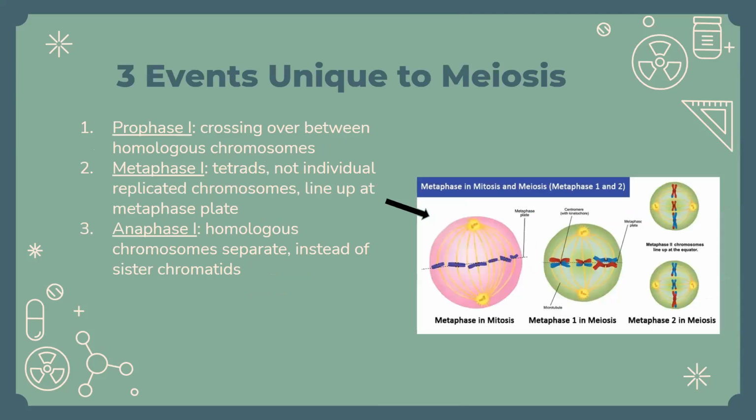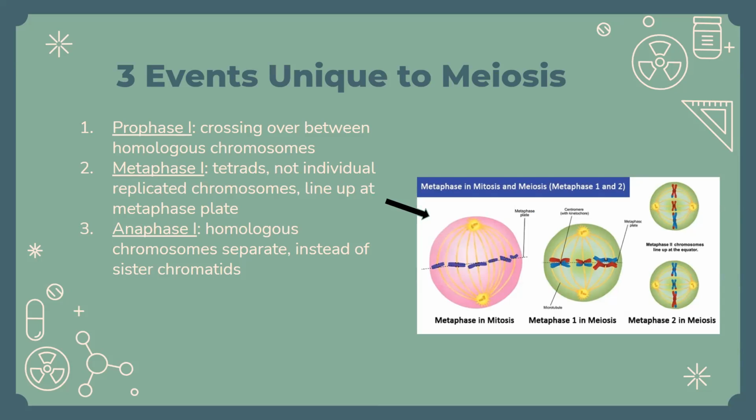These are a summary of the three events that are unique to meiosis. In prophase I, as I said earlier, crossing over occurs between homologous chromosomes. Then in metaphase I, the tetrads, which are the pairs of homologous chromosomes, line up at the metaphase plate instead of an individual replicated chromosome. This also means that during anaphase I, homologous chromosomes will separate instead of the sister chromatids.